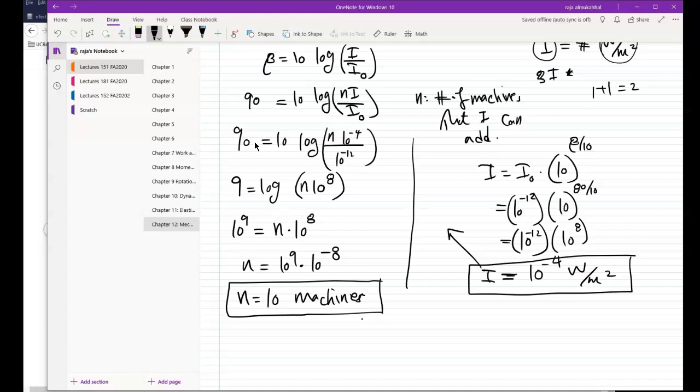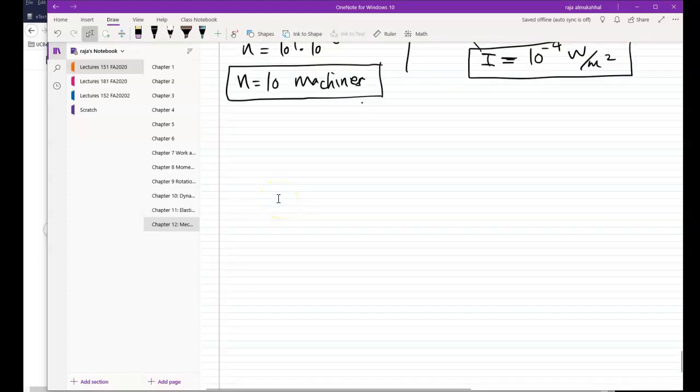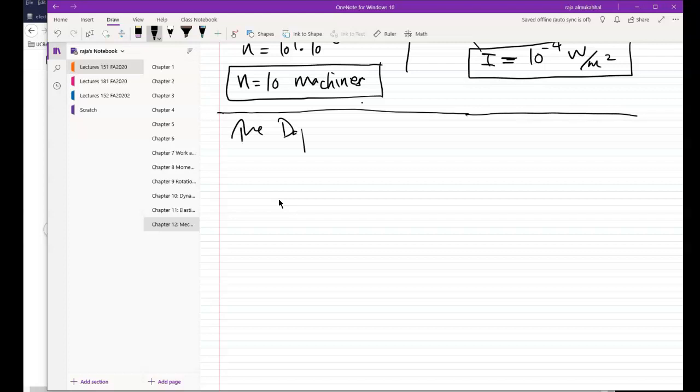Okay, the last topic that I want to talk about is the Doppler effect. There are other topics in the chapter. You can simply ignore them. Basically, what's covered in the chapter is what I'm covering here in the video. All right? So the Doppler effect, this is the last one, just a big chapter.